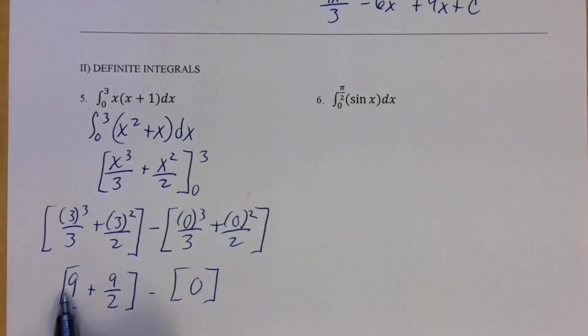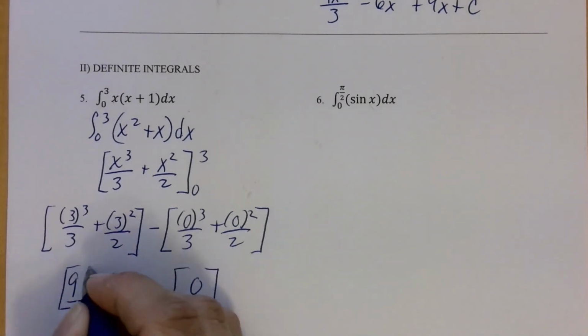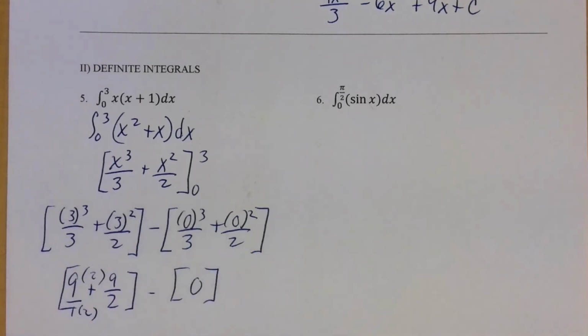So we have 9 plus 4.5, or if you want to find a common denominator, you can do it that way too. So we would have 18 plus 9. So 18 plus 9 is going to give us 27 over 2.